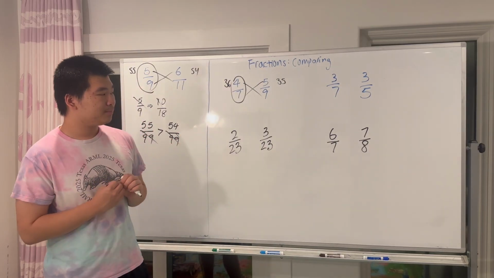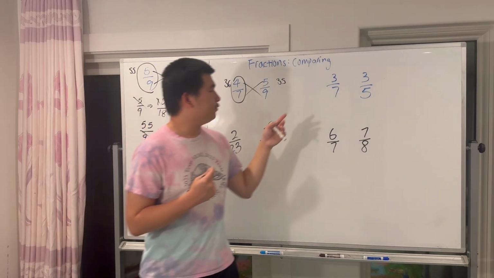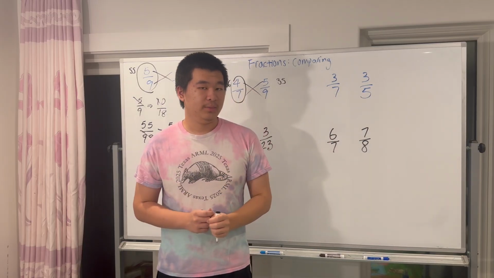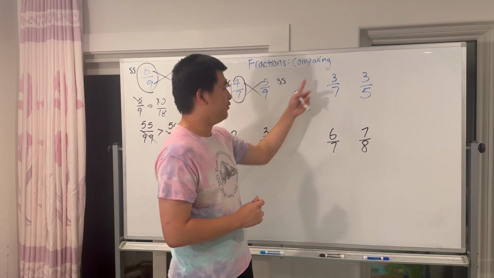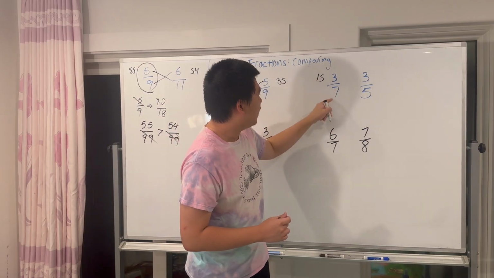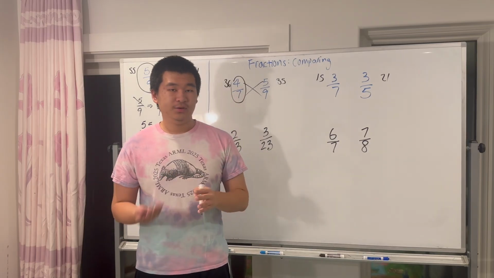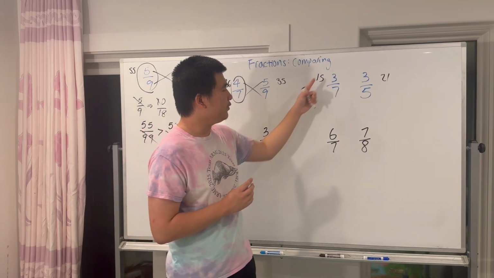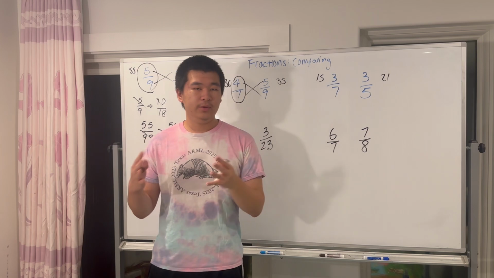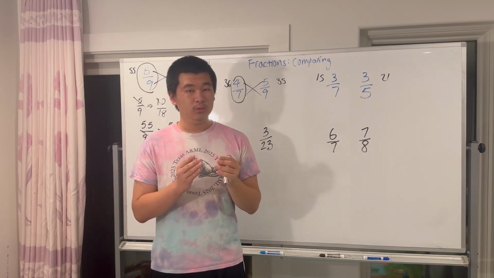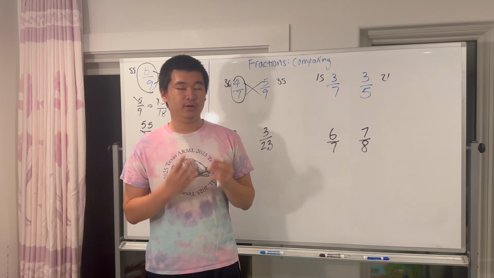Very nice. Now, on to 3 over 7 versus 3 over 5. Now, you can use the butterfly method here again, right? You can say 3 times 5 is 15, 3 times 7 is 21, so 3 over 5 is bigger. But also, let's notice something. 3 over 7 and 3 over 5. The numerators are the same. So if the numerators are the same, that means the only difference in these two fractions is in their denominators.